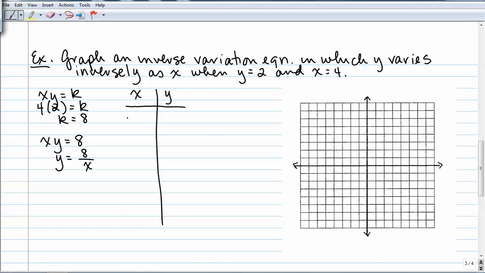So let's pick some numbers like -8, -4, -2, -1. Notice I can't choose 0. X cannot be 0 because that would make my denominator 0, and that's undefined. So let's pick some positive numbers. How about 1, 2, 4, and 8? And plug each one of those x's in. So 8 divided by negative 8 gives me a negative 1. 8 divided by negative 4 is negative 2. 8 divided by negative 2 is negative 4, and so on.